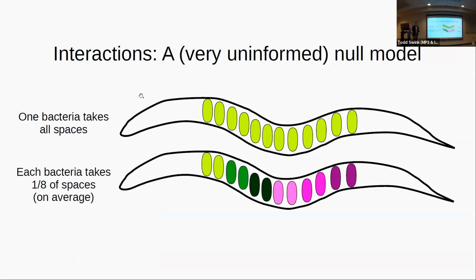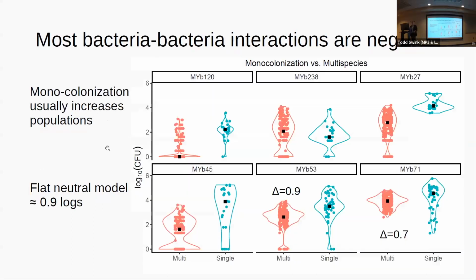So then what can we say about interactions? Now, this is a very simple model, and this is not correct, but just to give a simple null that we can use for expectations. If, let's say, all worms have a given carrying capacity, if we're monocolonizing, each bacteria is going to take all the space available to it. If we are, say, colonizing with 8 species, on average, assuming all bacteria have access to all the spaces, each bacteria will then take 1/8 of the space that's available to it. And obviously, that's not exactly true, but the expectations get complicated. We can use this as a simple null. So flat neutral model, we expect to get like a 0.9 log decrease, going from single species to multi-species.